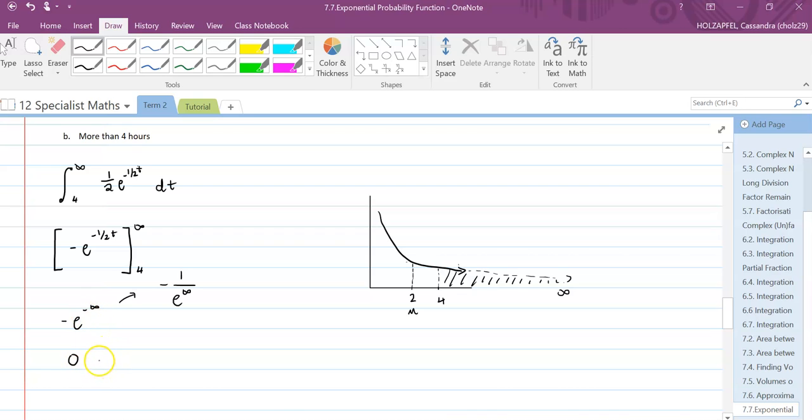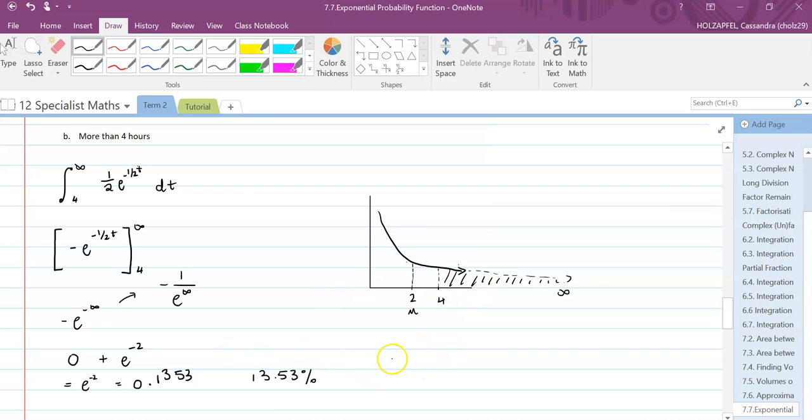Take away negative e to the power of -2. So this is going to become our value for our solution. This has a decimal answer of 0.1353, so that's going to be about a 13.53% chance that my battery is going to last longer than 4 hours.